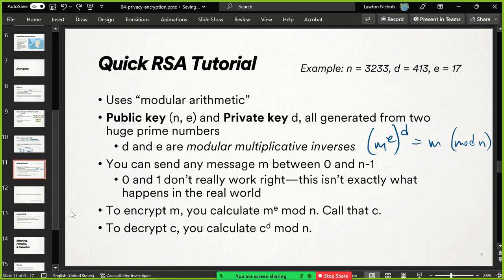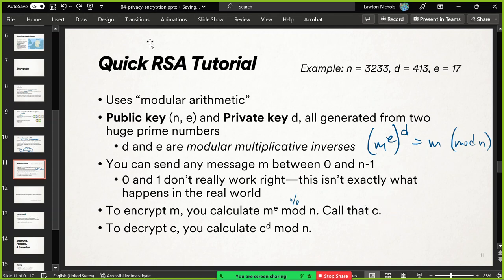And all right, so here's what you do. To encrypt a message, which is just a number, your text is a number, you calculate m to the power of e, and then you do mod n, which is the percent sign, after you do that power computation. And we call that C. C stands for ciphertext, the encoded form of your message.